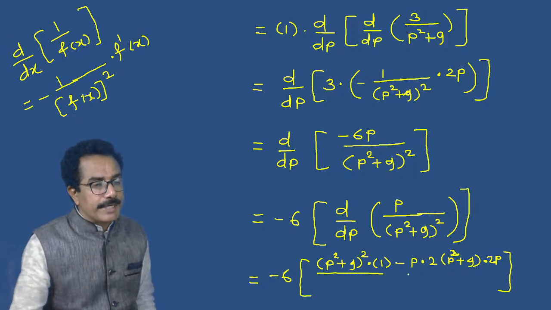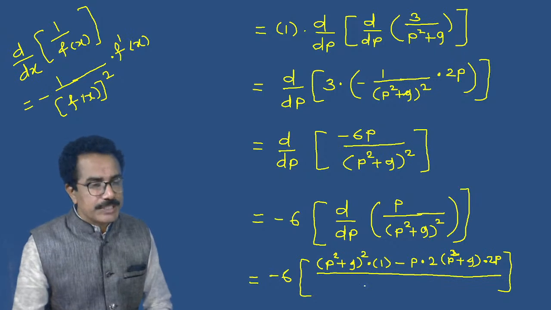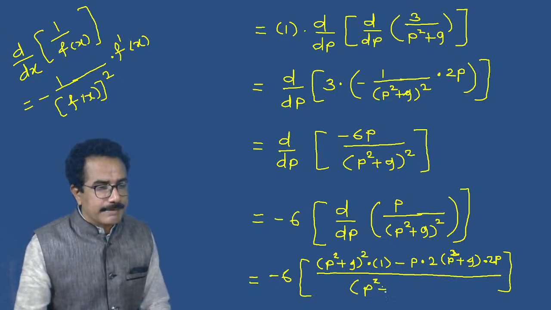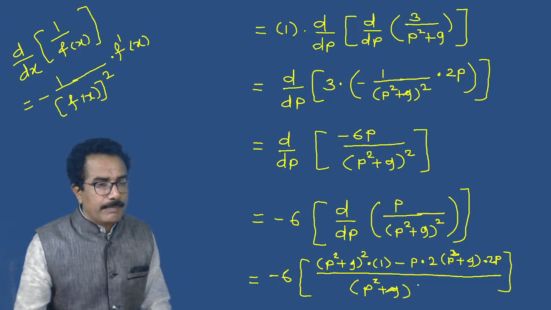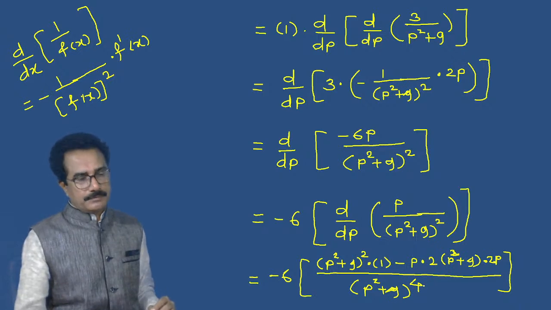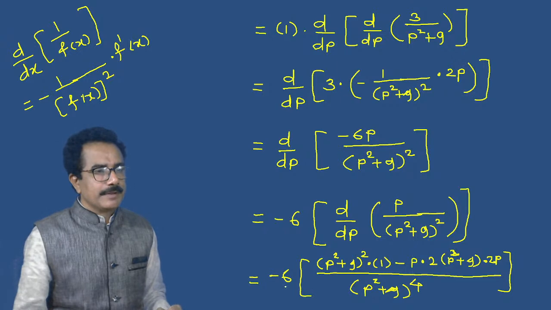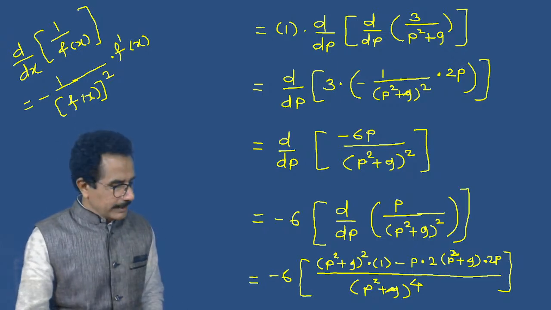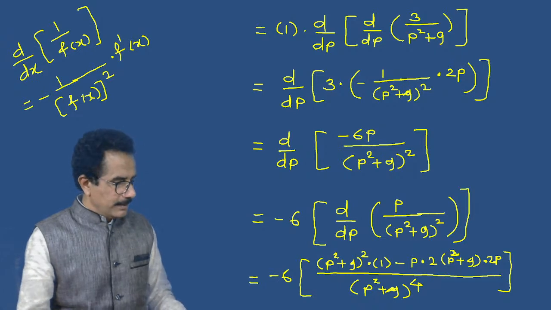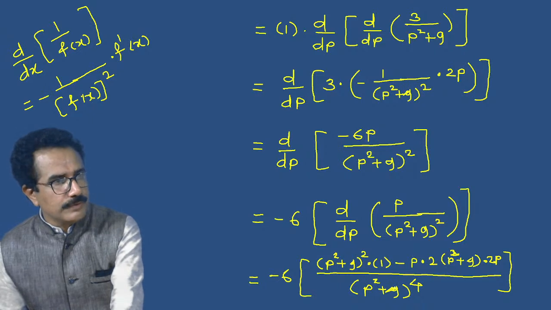Divide by v square. v square means the square of the denominator. What will come? (p square plus 9) bracket square, its square means bracket raised to 4. So we can write this as, the first order derivative is calculated. The first order derivative we got is minus 6p divided by (p square plus 9) square. Now it is calculated, okay.